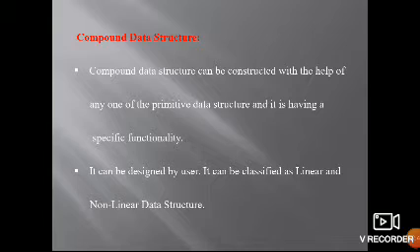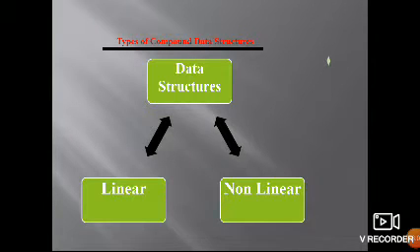Compound data structures are designed by the users, whereas simple data structures use the primitive data structures. Here we use the non-primitive, built from any one of the primitive, and having a specific function. So, the types of compound data structures: data structure is divided into two types, that is linear and non-linear.